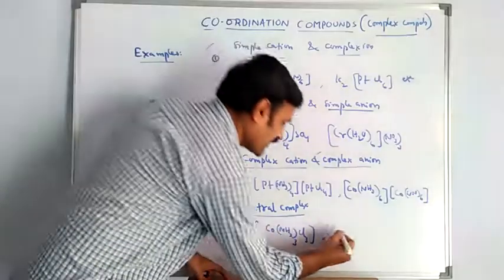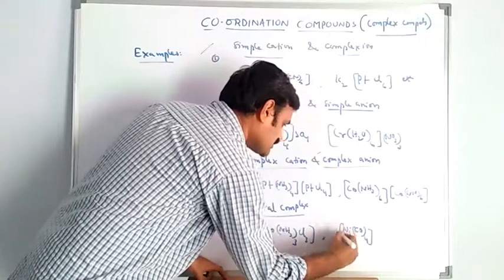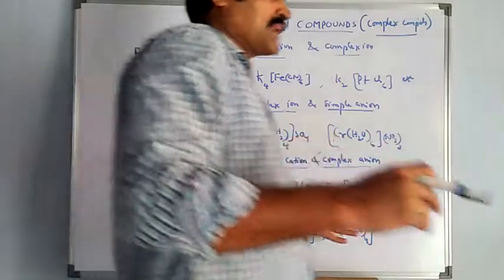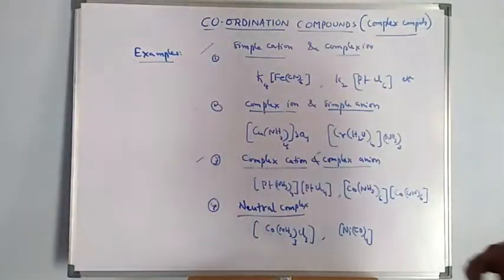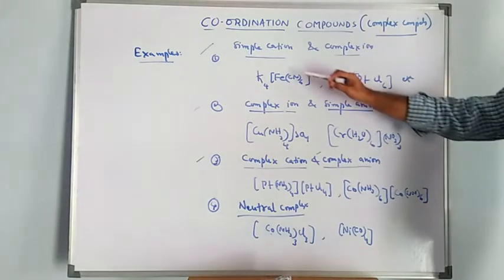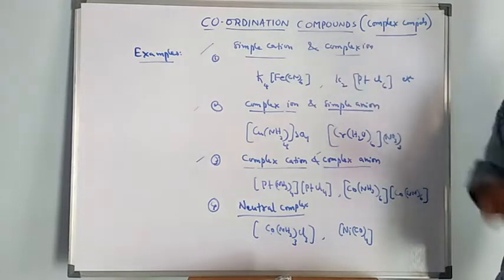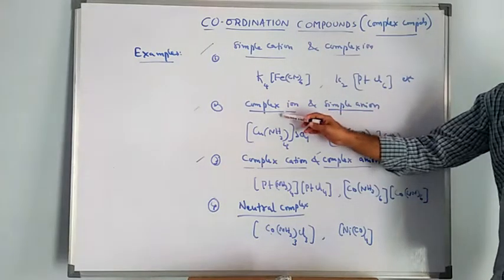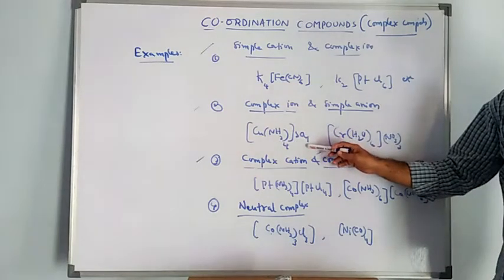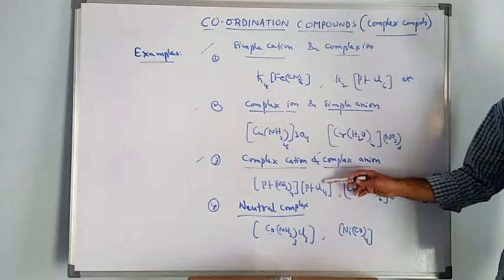Similarly, we have carbonyl compounds. Nickel carbonyl, Ni(CO)4, is also a best example of this kind of neutral complex. So once you start observing the different kinds of examples, you understand that first we have to write the cation, next we have to write the anion. In the second example we start with the complex cation and end with the simple anion. In the third example we start with a complex cation and end with a complex anion.